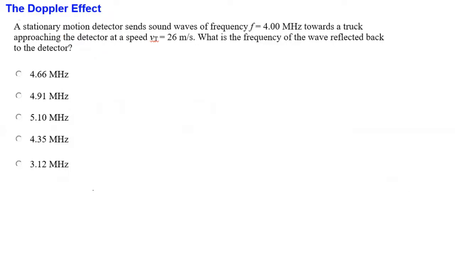A stationary motion detector sends a sound wave of this frequency, towards a track approaching the detector at this speed. What is the frequency of the wave reflected back to the detector? So you draw. My detector here is stationary, VD is equal to 0. So it sends a sound.